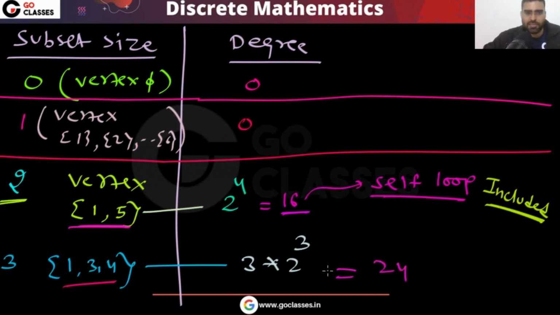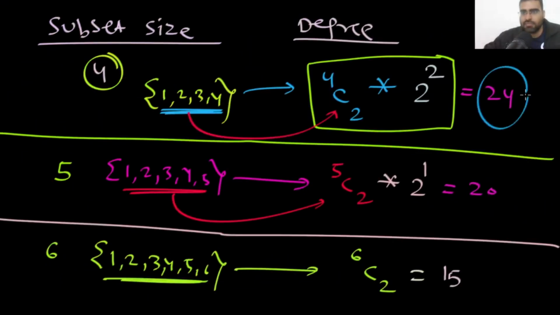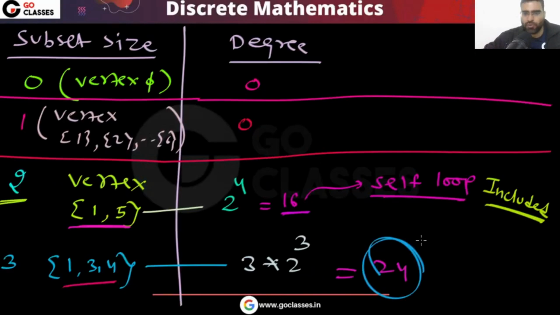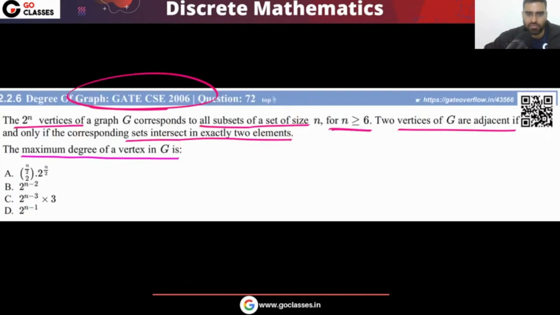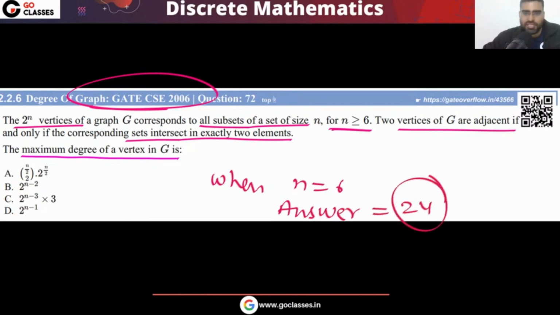So what is the maximum degree? These are the maximum degree people. So the maximum degree is 24. When you put n equal to 6, the answer should be 24. This is the maximum degree that will be there.